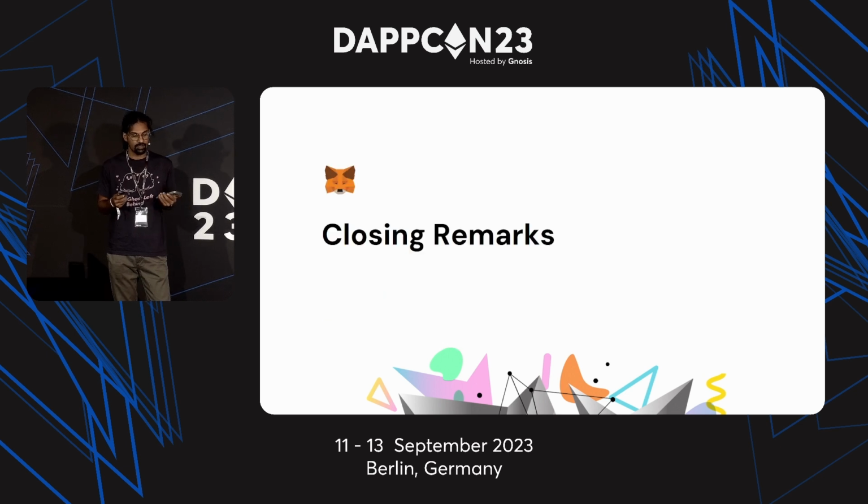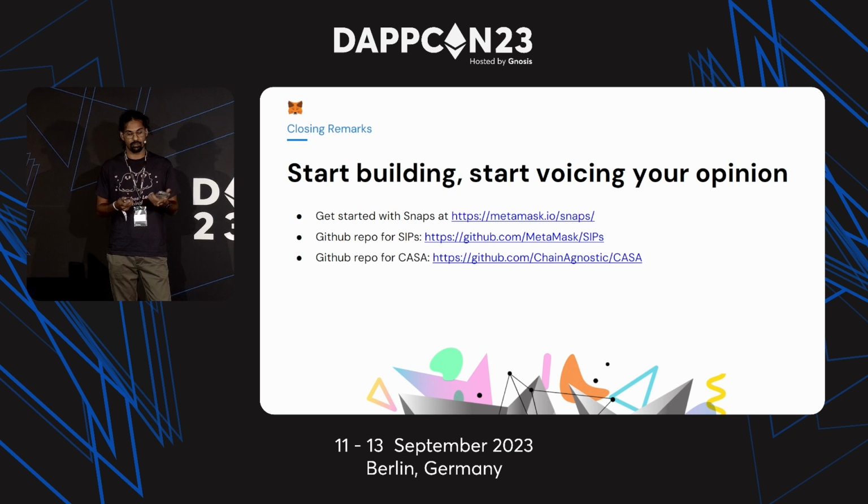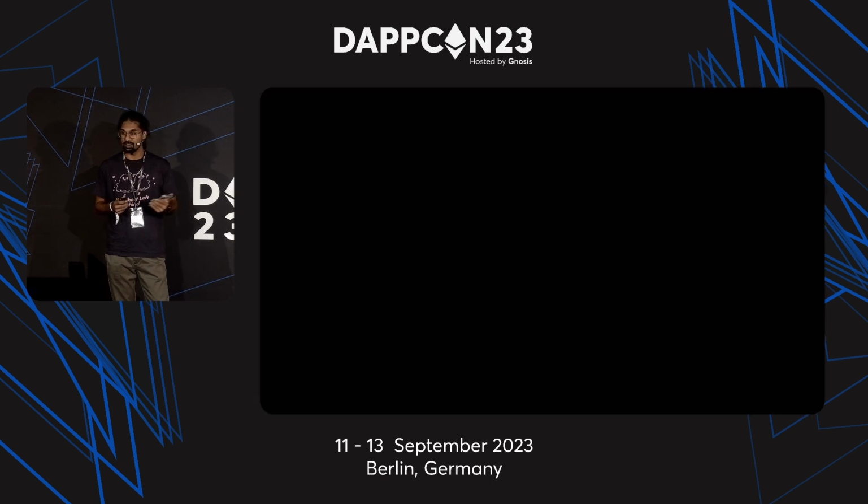And so some closing remarks. We have some links here that'll show you how to get started with snaps. Currently, snaps are allow listed. Snap developers would have to get their snap audited to get added to our allow list. But in the future, we're hoping to move towards a permissionless distribution scheme. Here you can see the link for our GitHub repo for the SIPs and also the repo for CASA. Yeah, this is pretty much it. If anyone has questions, feel free.